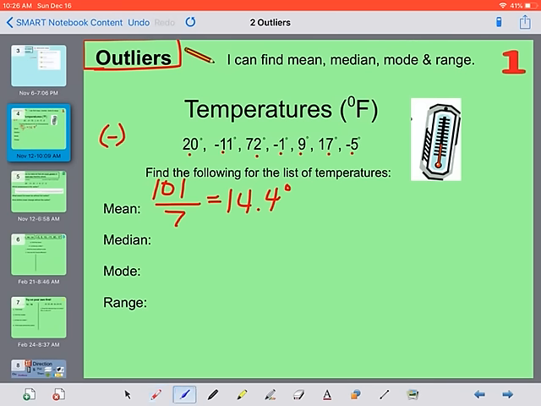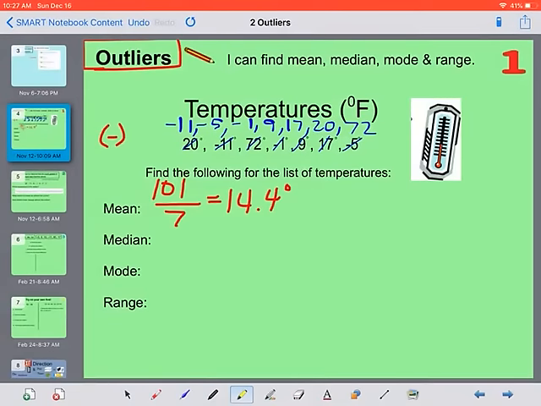Our median then is the number that's in the middle. So we need to put these in order from least to greatest, least being our biggest negative number. So negative 11, then negative 5, negative 1, then we have 9, 17, 20, and 72.